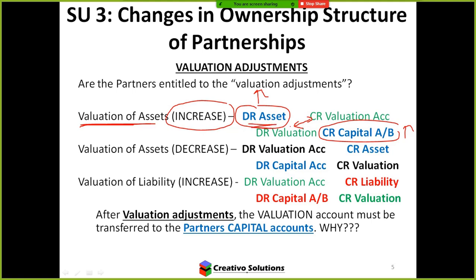Right, as long as you remember the blue, okay, that's important. Okay, and then obviously if it's a liability, same thing. Right, if a liability had to increase, you increase the liability, you decrease the capital. Okay, the valuation accounts will sort themselves out, so don't worry about them.